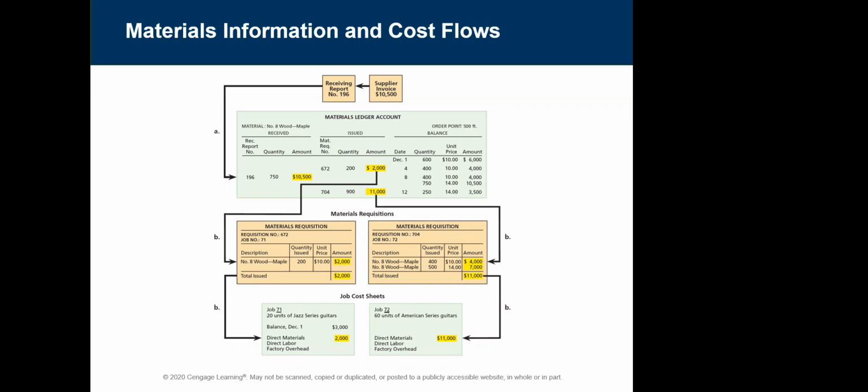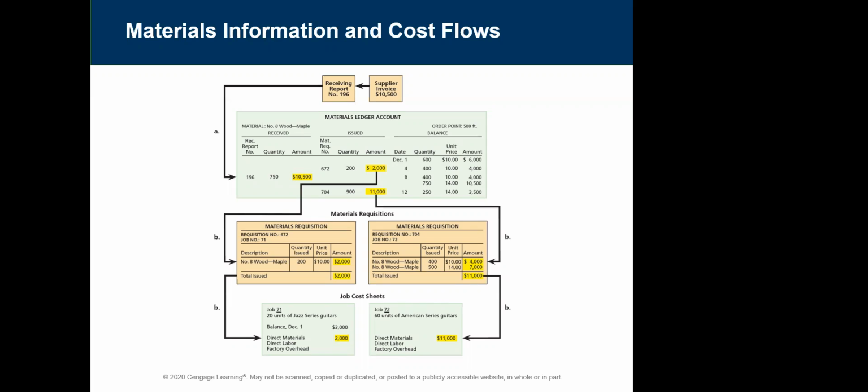Then the people who work on the production floor, when they come and get the materials they need to make what they're making, we're going to credit the materials account, reduce it, and debit the work in process inventory account. So we're actually, with our accounting, following the process.